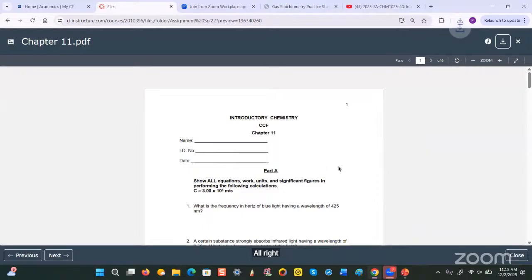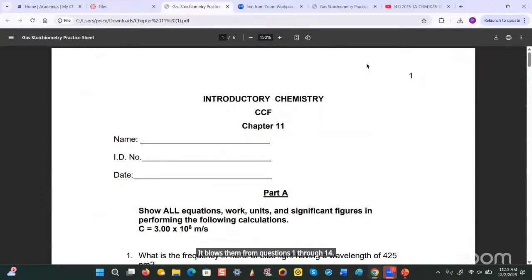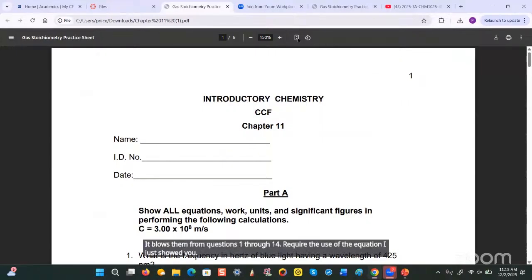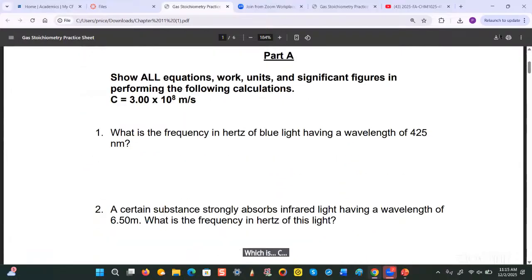All right, so what I'm gonna do, because let me see here. The first 14 questions are pretty much very simple and similar. All of them, from questions 1 through 14, require the use of the equation I just showed you, which is C is equal to frequency multiplied by wavelength, all right?